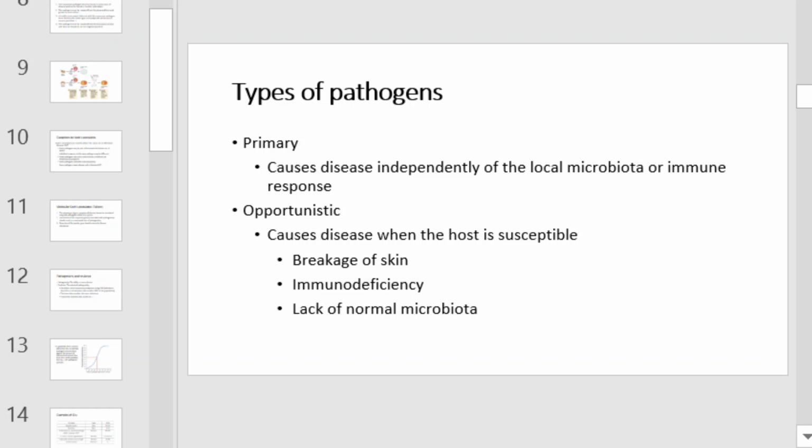Types of pathogens. Primary pathogens cause disease independently of the local microbiota or immune response, while opportunistic pathogens can cause disease when the host is susceptible. Opportunistic pathogens may be normal microbiota in certain circumstances, but when given the opportunity to change their ecological niche, they can become pathogenic. Organisms that live in harmony on the skin can be dangerous inside the body.